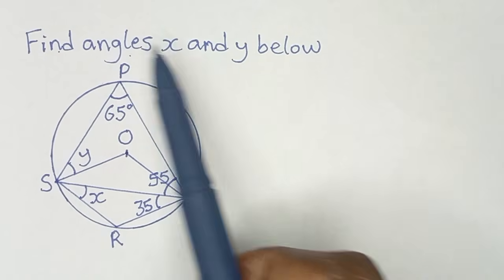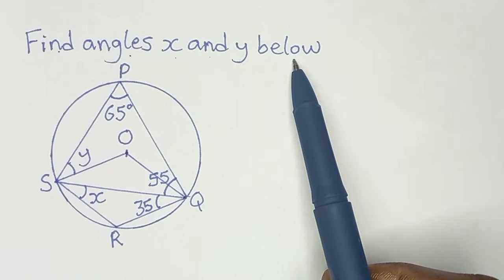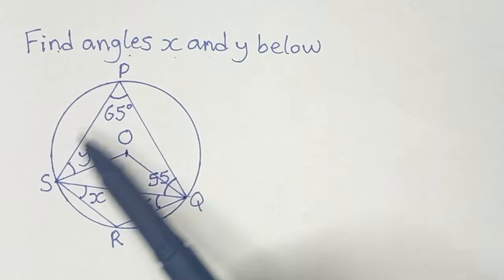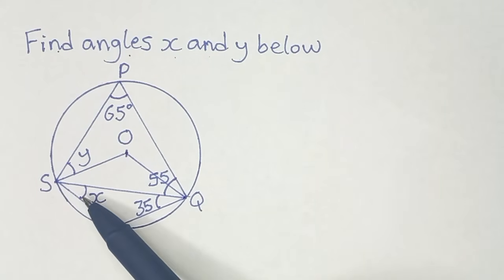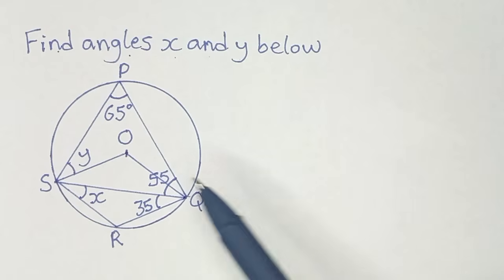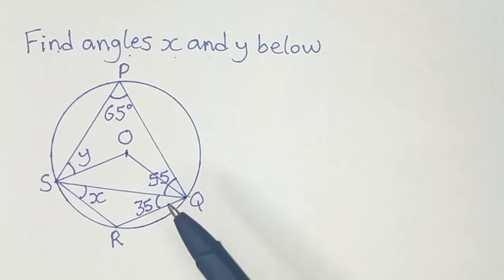Find angles X and Y below. Now, in this circle geometry question, finding the value of angle X is quite easy. It is angle Y that is a bit challenging. So let's first of all look for the value of angle X.